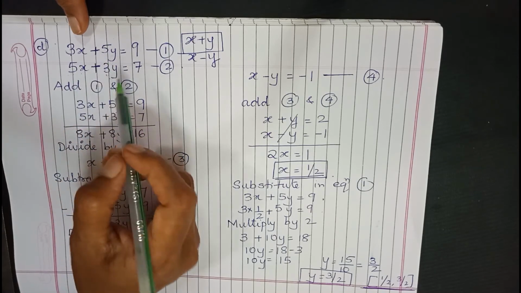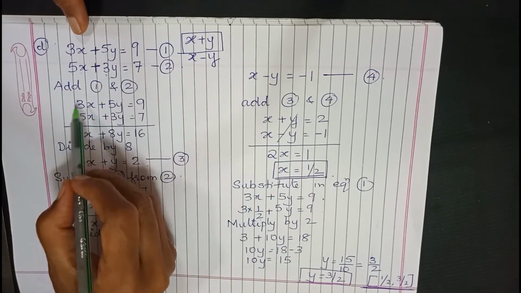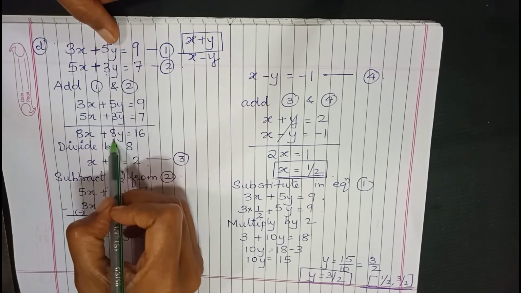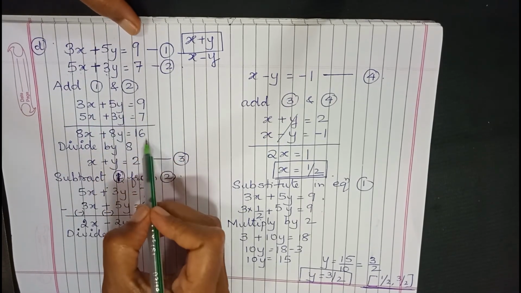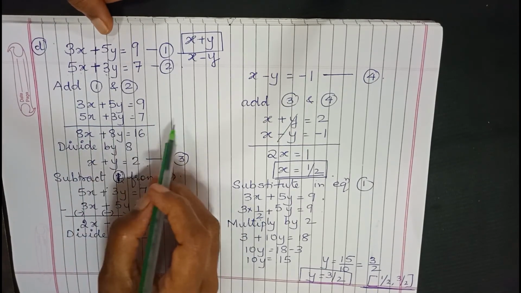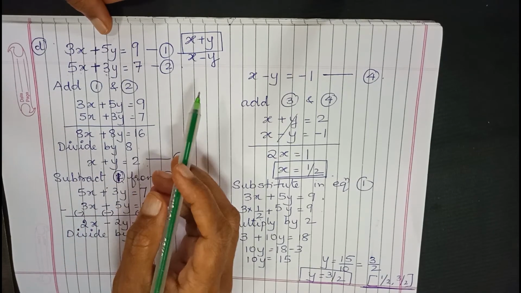So in such cases, what we do is we add first without making any changes. When you add, you will see 5x plus 3x is 8x, and 5y plus 3y is 8y, and 9 plus 7 is 16. So here you will see that the numbers are given such that when you divide this by the common number, you will get what you want.